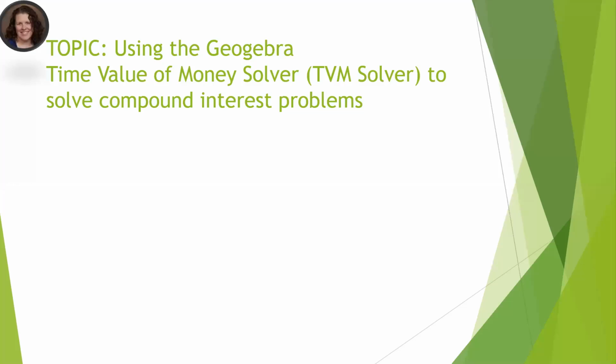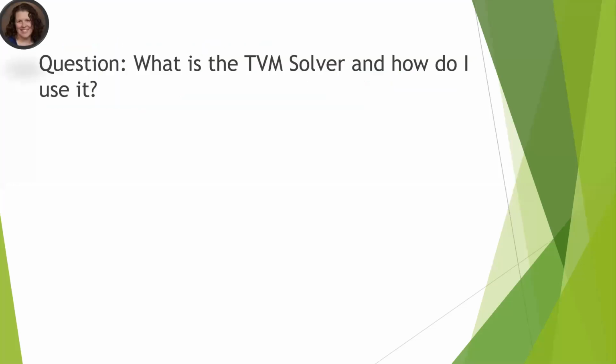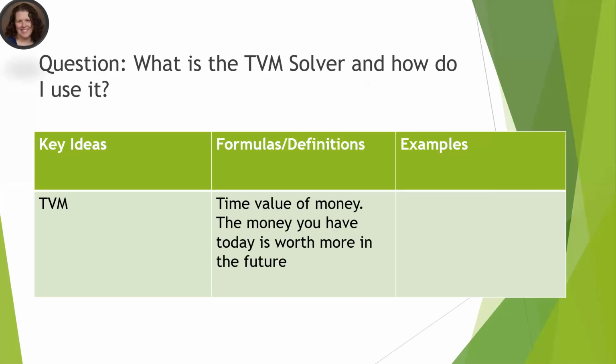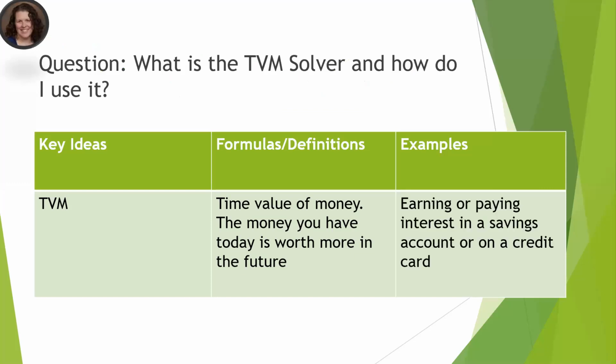Today we're going to talk about time value of money and a tool that you can use to solve compound interest problems. So first, what is the TVM Solver, time value of money solver, and how are you going to use it? First, we need to know what time value of money is. Basically, the idea is you have money today. If you save it or invest it, it's going to be worth more in the future. Likewise, if you borrow money, you'll have to pay back more. So that's the big idea.